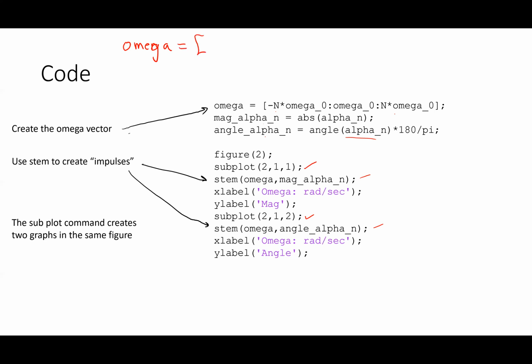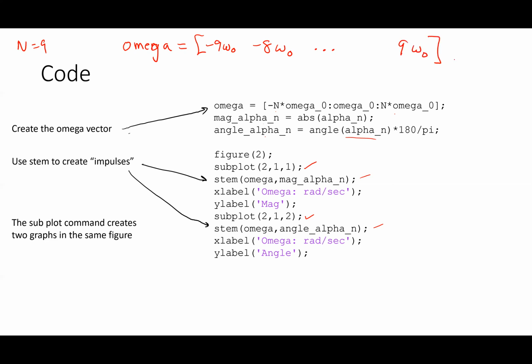And what's the first entry going to be? I said n equals 9. So what's the first entry going to be? Yeah, negative 9 omega naught. What's the second entry going to be? Yeah, negative 8 omega naught. And it's going to continue like that all the way up to 9 times omega naught.